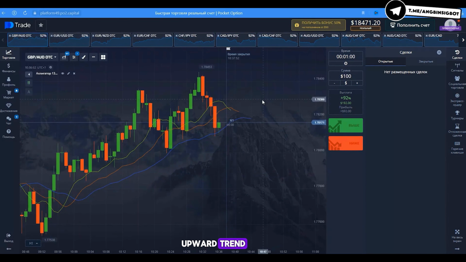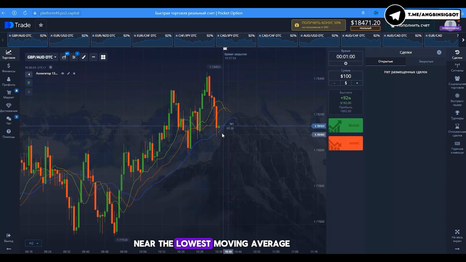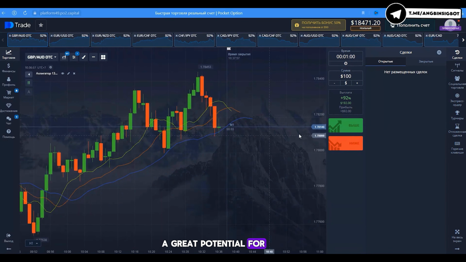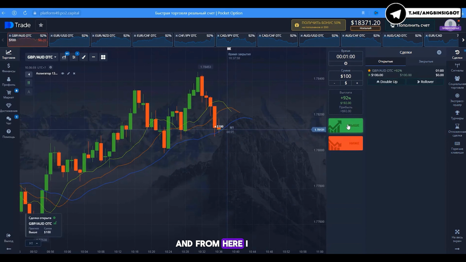Here we have an upward trend. The price has dropped to its lowest point, near the lowest moving average, which means there is great potential for an increase. The candle is about to close, and from here, I will enter the trade.